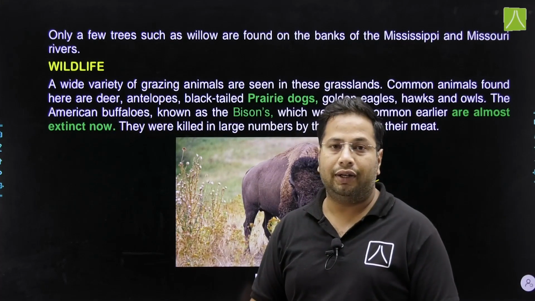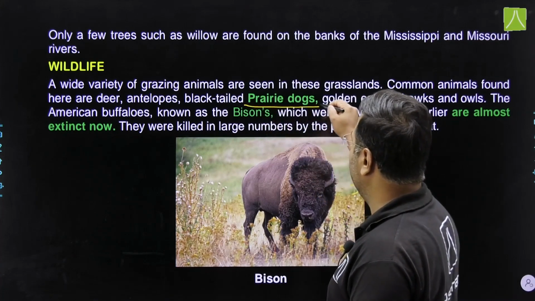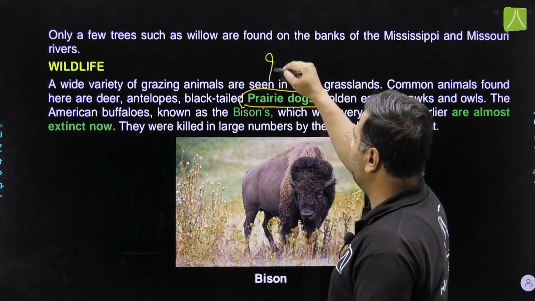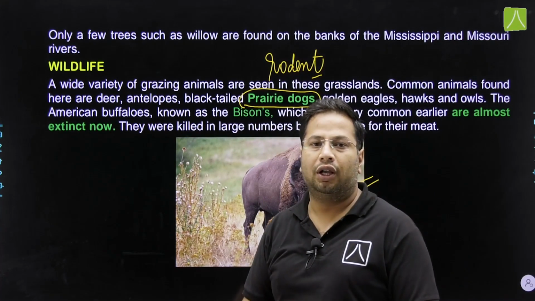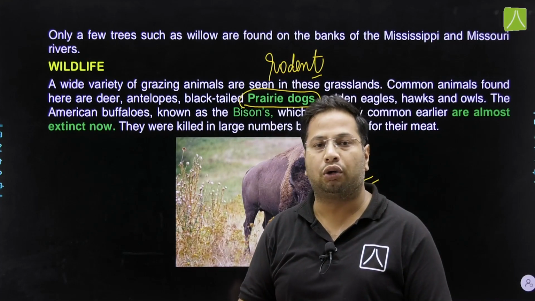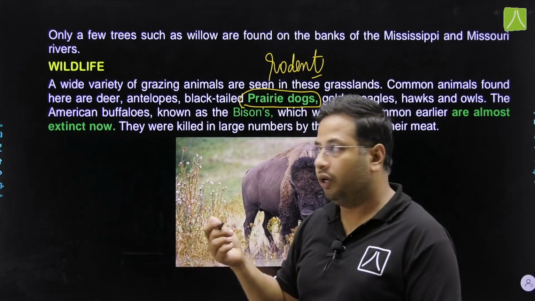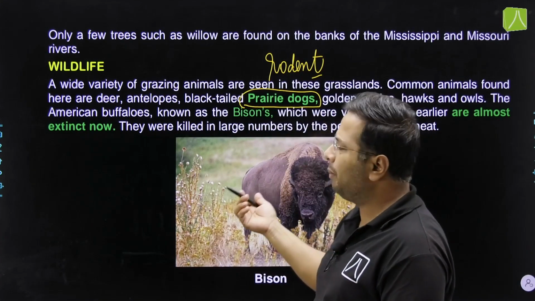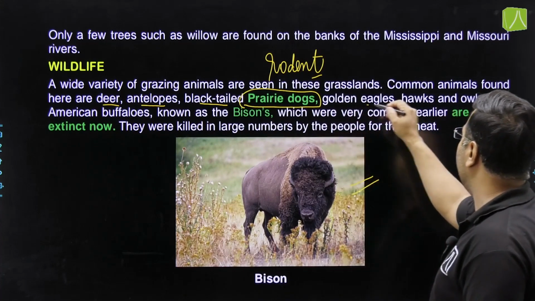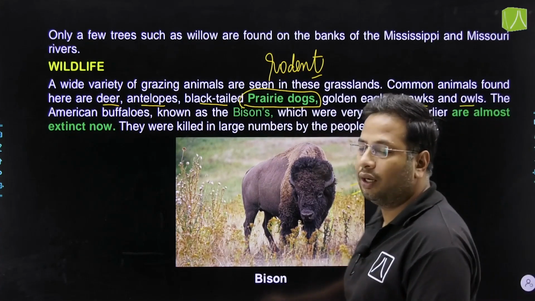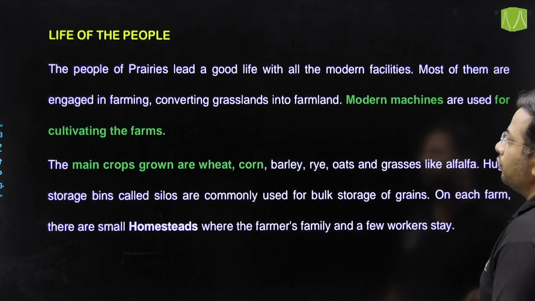One more native animal which is found here is the prairie dog. Now this prairie dog is actually a rodent. It is a type of squirrel which is found here, but it sounds similar to a dog, and that is why sometimes it is called prairie dog, which is actually a rodent. So bison, prairie dogs, many other deer, antelopes, blacktail, then eagle, hawk, owls, and many others are found here in this region in prairies.